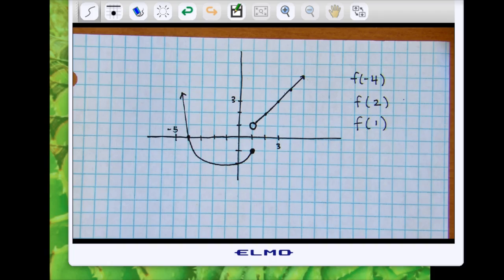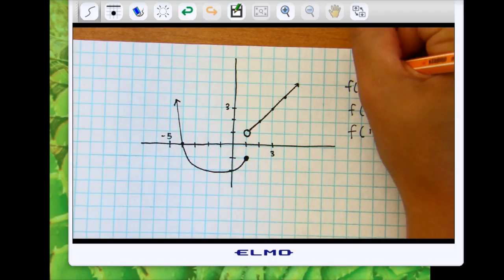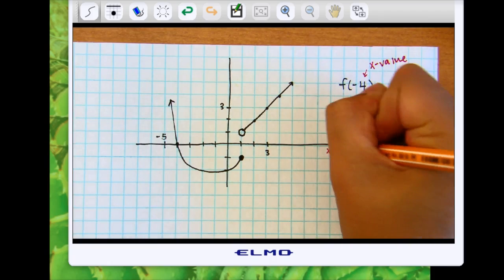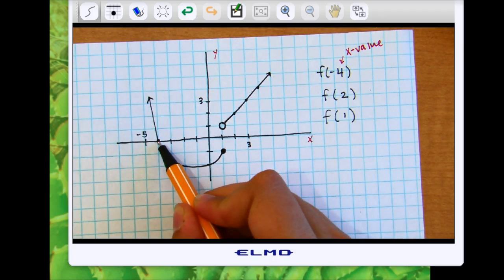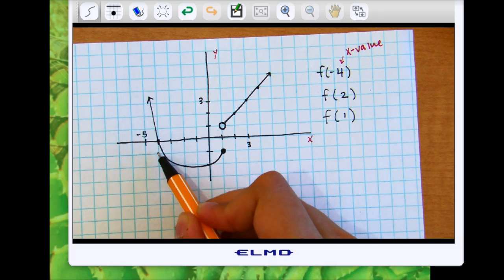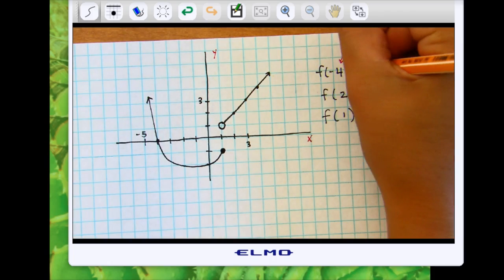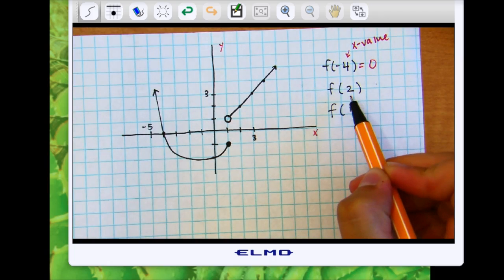So if I'm trying to evaluate my function at f of -4 using my graph, remember, -4 is my input, it's my x value. So I'm going to go to -4 on my x-axis. Here's x, here's y. When I go to -4 on my x-axis, well, at that point, I haven't gone anywhere on my y-axis. My y value is 0. So f of -4 is going to equal 0. Go ahead and do the same for f of 2.